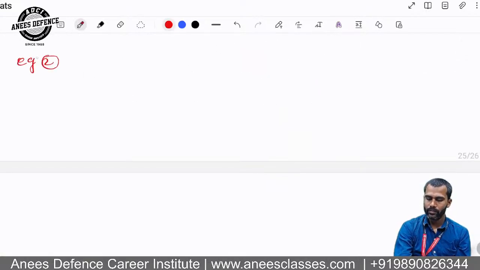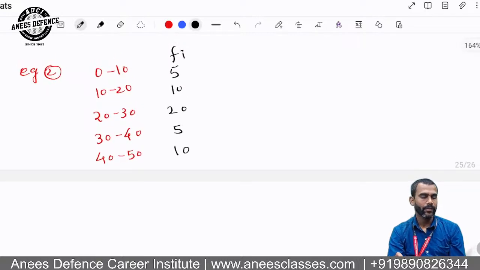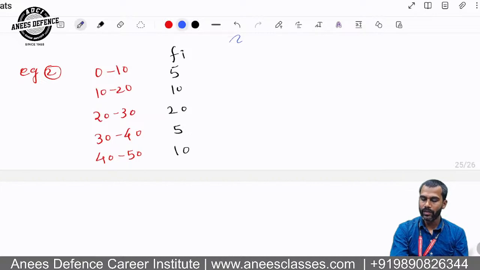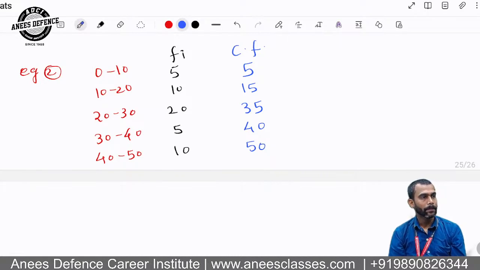Example number 2. The classes are 0 to 10, 10 to 20, 20 to 30, 30 to 40 and 40 to 50. Now, frequency: 5, 10, 20, 5, 10. Cumulative frequency: 5, 15, 35, 40 and 50, that is 40 plus 10. Now, we have to find out Q1.